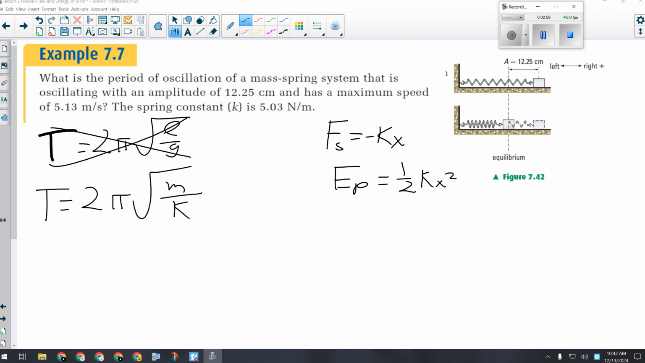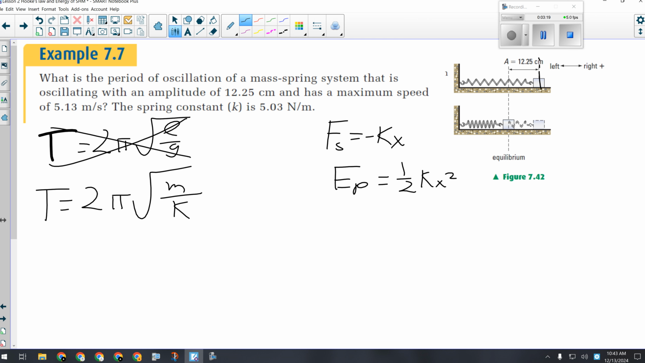Okay, what is it that this thing has that's the same at both its maximum amplitude and maximum speed? Okay, yes, its mass is the same. Wasn't what I was thinking. It's energy. Its mechanical energy is the same at both of those points. So your first step is a law of conservation of energy question.